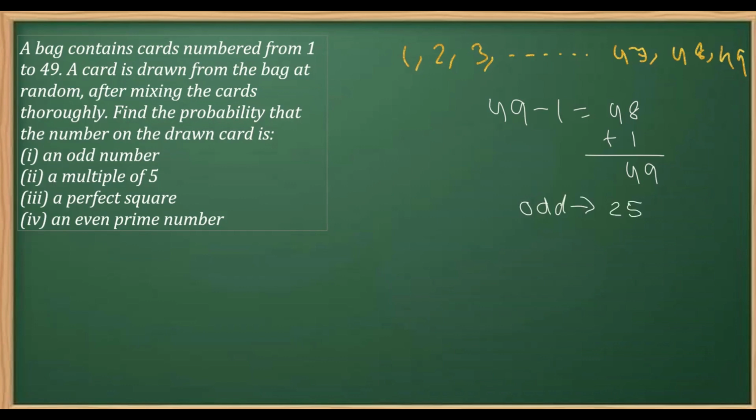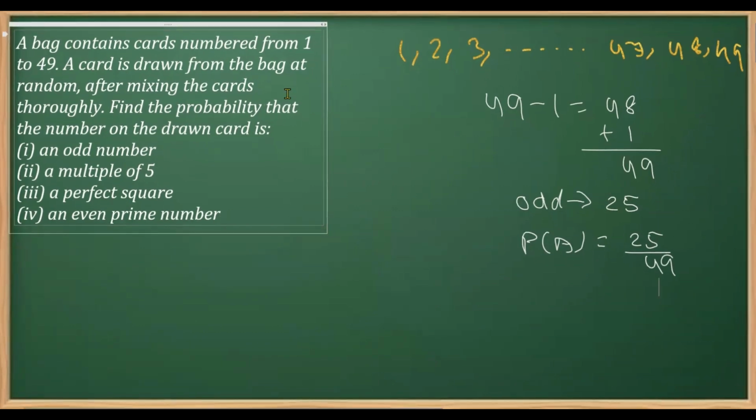You can count like 1, 3, 5, like that. Anyway, we have to get the probability. This is easier to count, so no need for a trick. Odd is 25 and the total is 49, right? Yes, it should be 25 over 49. You can cross-check: if you count from 1 to 5, there are 5 numbers including 1, so if you are counting from 1 to 49, obviously there will be 49. So that's the answer for the first part.